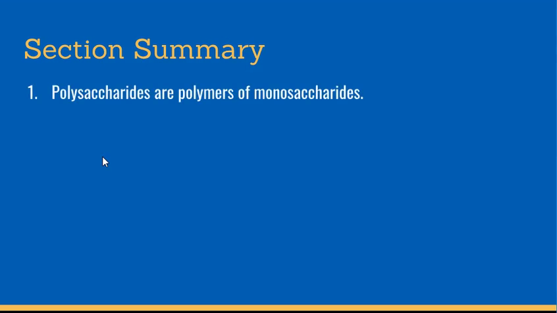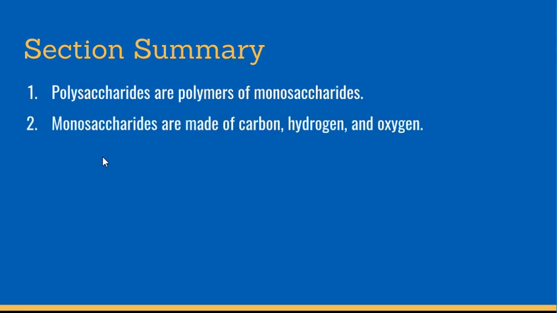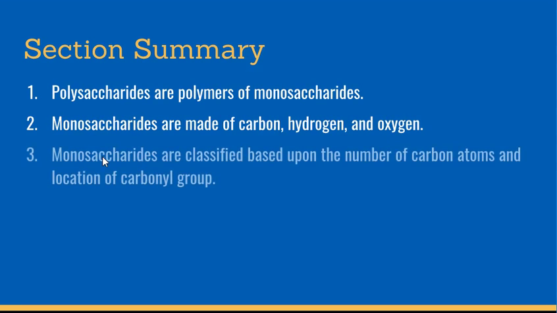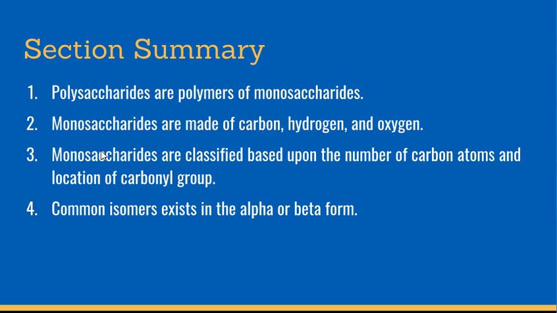In summary, polysaccharides are polymers of monosaccharides. Monosaccharides are made of carbon, hydrogen, and oxygen. Monosaccharides are classified based upon the number of carbon atoms and location of carbonyl groups, and common isomers exist in the alpha or beta form.